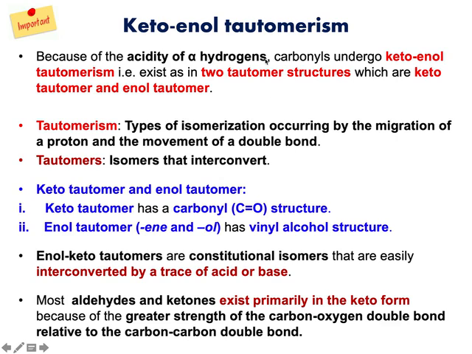So again, the most important part is keto-enol tautomerism. Acidity of alpha hydrogen will undergo keto-enol tautomerism. So you need to draw two tautomer structures, keto tautomer and also enol tautomer. So what is meant by tautomerism? Tautomerism is a type of isomerization occurring by the migration of a proton and movement of the double bond. So this is the meaning of tautomerism: migration of proton and movement of double bond.